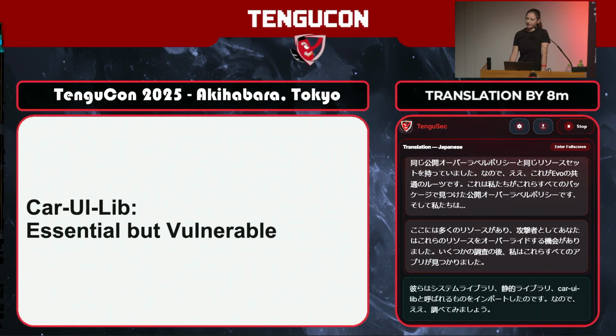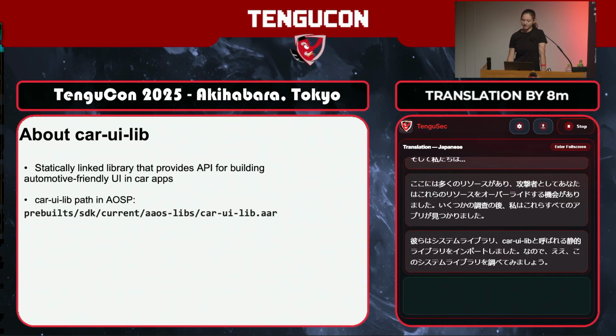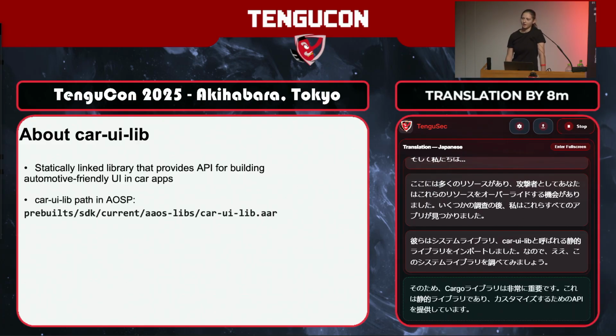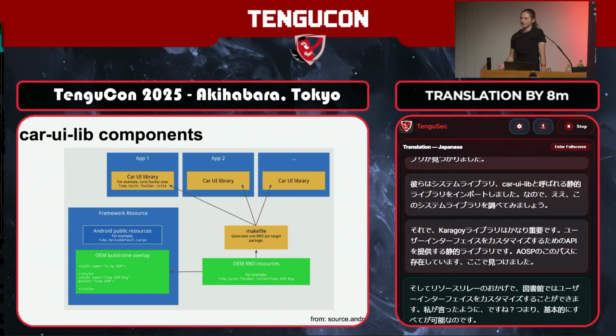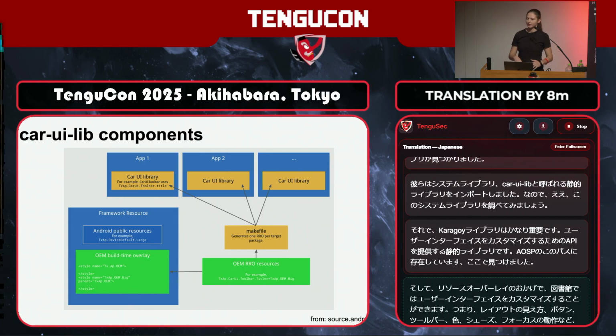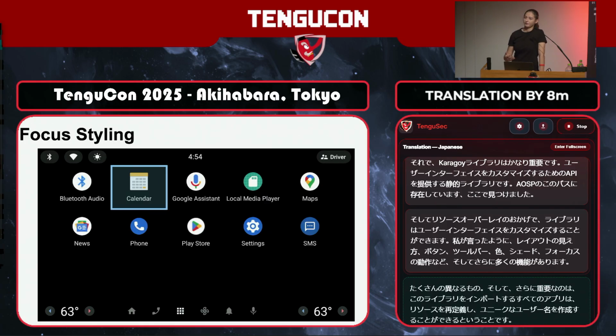The Car-UI library is kind of essential. It's a static library that provides an API for customizing the user interface. It lives in this path in AOSP, which I found here. Thanks to resource overlays, the library allows customizing, as I said, basically everything: how layouts look, buttons, toolbars, colors, shades, focus behaviors, and many different things. And what's more important, every app that imports this library can redefine the resources and build a unique user interface.